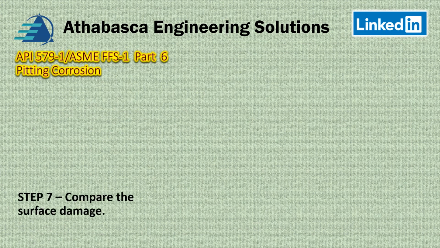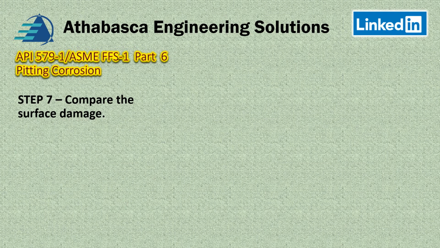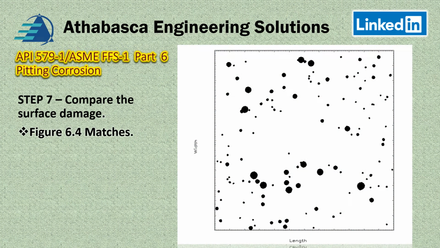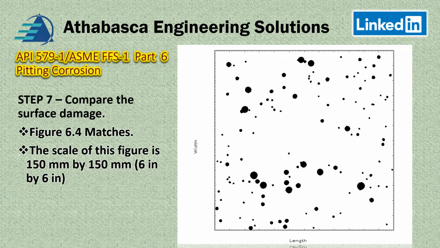Now we're going to continue here with our comparison, using our comparison charts to classify our surface damage. And basically when we did the analysis, and when API did, they found that the photograph most closely matches figure 6.4. In my opinion, this is quite experiential and takes a lot of practice. And a caution is that you match the scales, because this figure that's shown to the right is 150 by 150 scale, and make sure that your photograph or images match that scale so that you can get the pit size more accurately, and keep practicing that one.